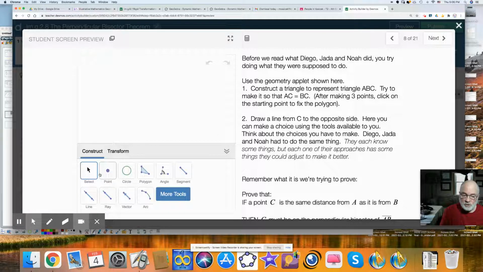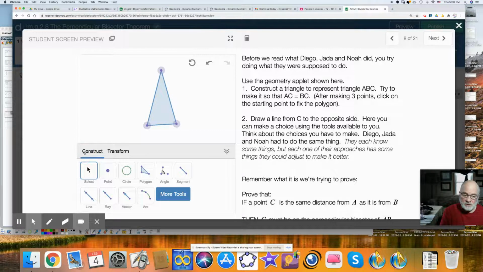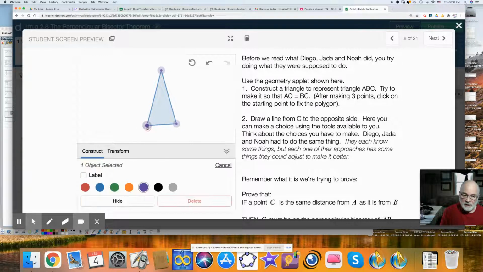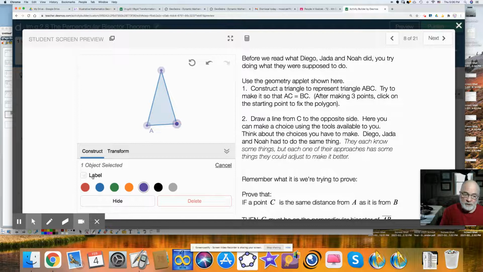So you could construct a triangle, and we could call this A, B, and C. And we want these two sides to be the same. So I can label this A and this one B. And I could label this last one C. So CA and CB are congruent, which is what they had to deal with. I could also check the sides, and I can verify that they're congruent. If I click on the label, it'll tell me how long each of these is. They're supposed to be the same.